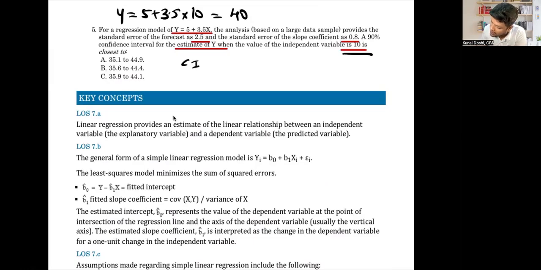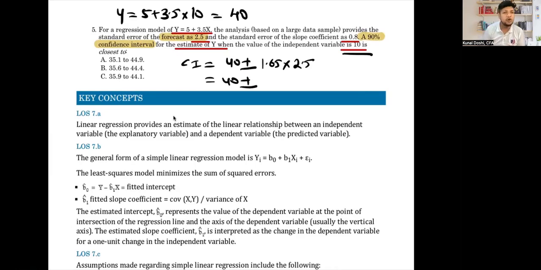So what is confidence interval? 40 plus minus the standard error, whatever is the standard error, into the Z values. Now they have said 90% confidence interval. So what is the 90% value? You know it is 1.65, right? Into the standard error. They've given standard error for the forecast is 2.5. So multiply with 2.5, you will get 40 plus minus.